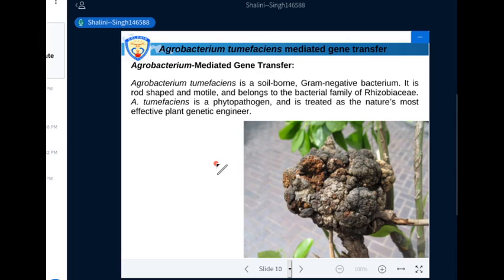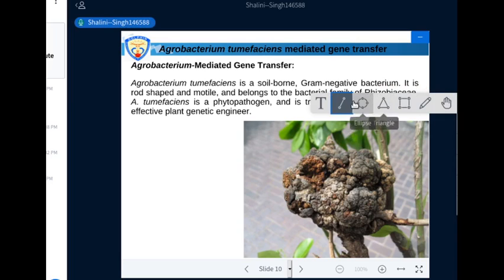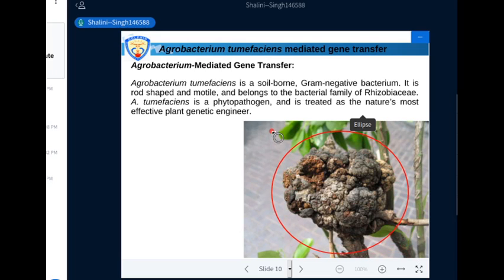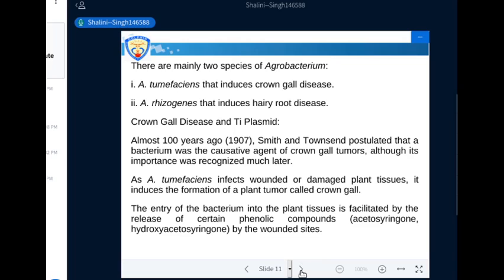There are three species of Agrobacterium. One is Agrobacterium tumefaciens, which causes crown gall disease in plants. The other one is Agrobacterium rhizogenes, which causes hairy root disease. And one is Agrobacterium radiobacter, which is an avirulent strain. Here in this picture, you can see a large crown gall developing on a plant, which is caused by the infection of Agrobacterium tumefaciens.